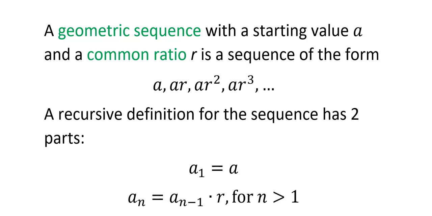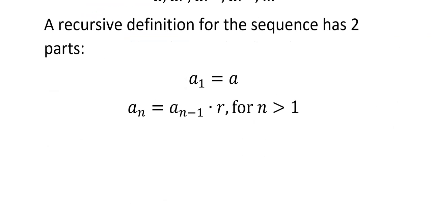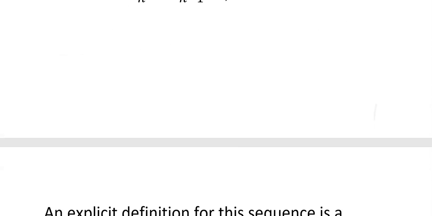A geometric sequence with a starting value a and a common ratio r is a sequence of the form a, ar, ar squared, ar cubed, etc. A recursive definition for the sequence has two parts. They usually name the first term, which is a, and then any term after that. So a sub n equals a sub n minus 1 times r, for n greater than 1.